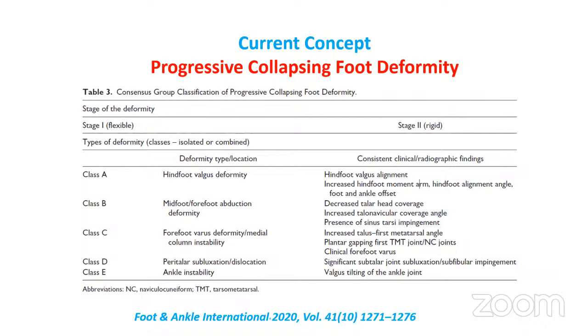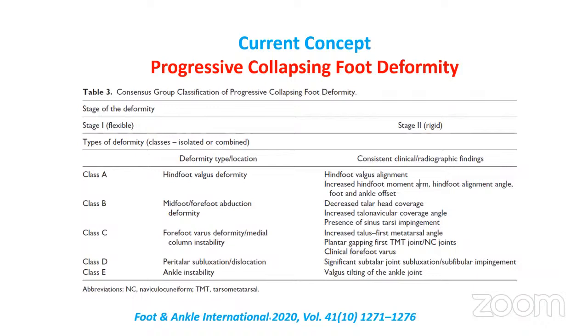And if it is flexible, then there are different classes which are assigned to it. You have a class A wherein there's a hindfoot valgus deformity, a class B where there's a midfoot or forefoot abduction, a class C where it is forefoot varus. So this is very similar to the type 2C which I have told you about.